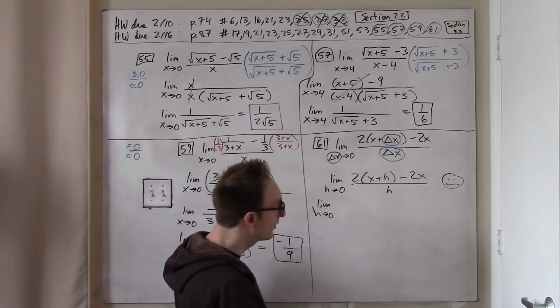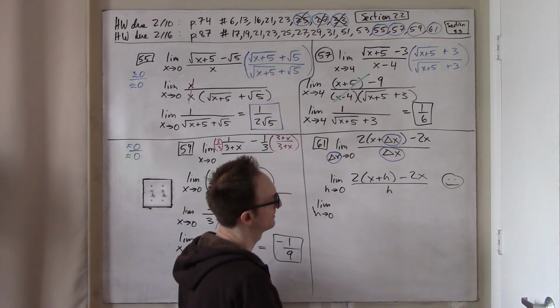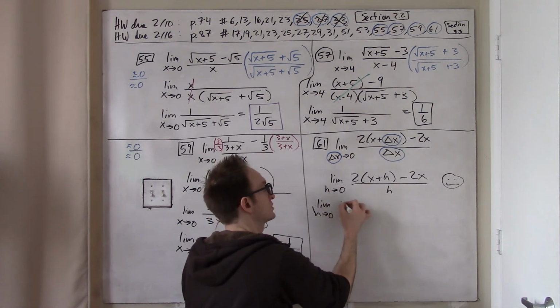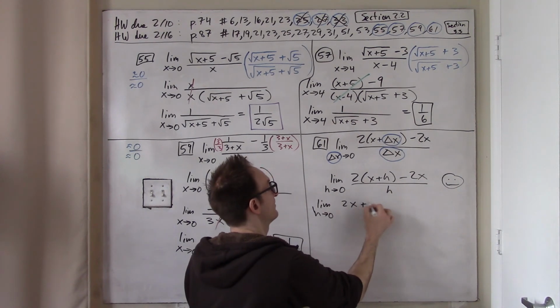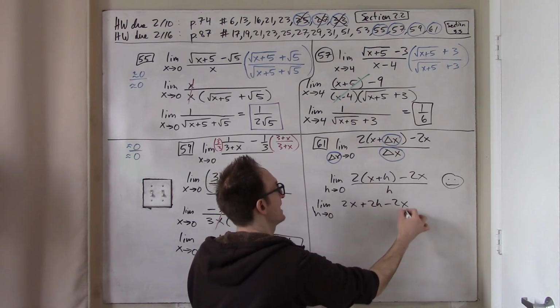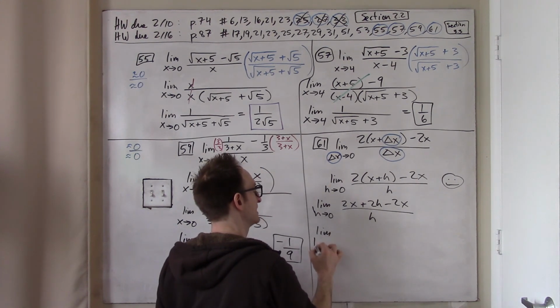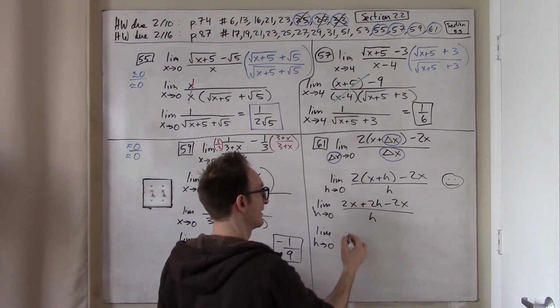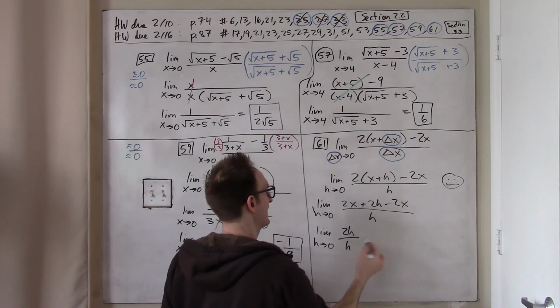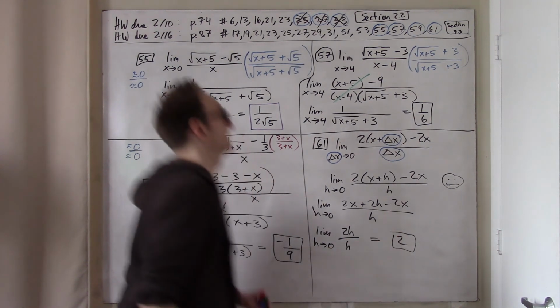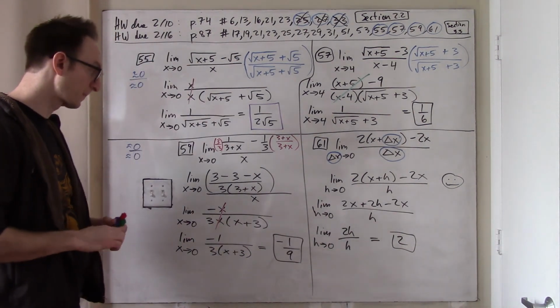Well, here it's even easier than before. There's no algebra even to do. Just distribute, and you get 2x plus 2h, minus 2x, all over h. And so actually this just becomes the limit as h goes to 0 of 2h over h. And so this is just 2. And that's really all there is to say about this problem.